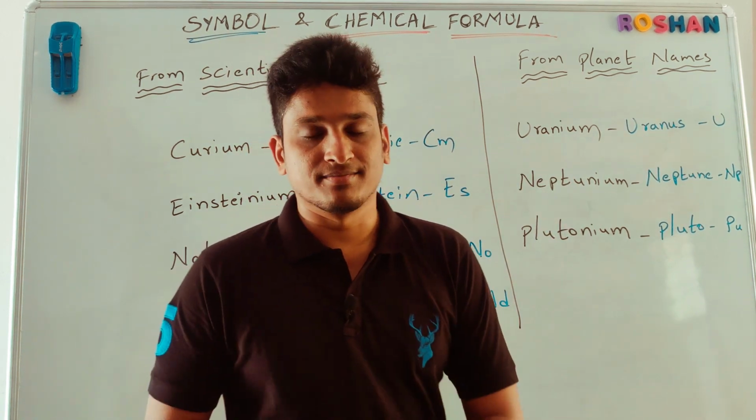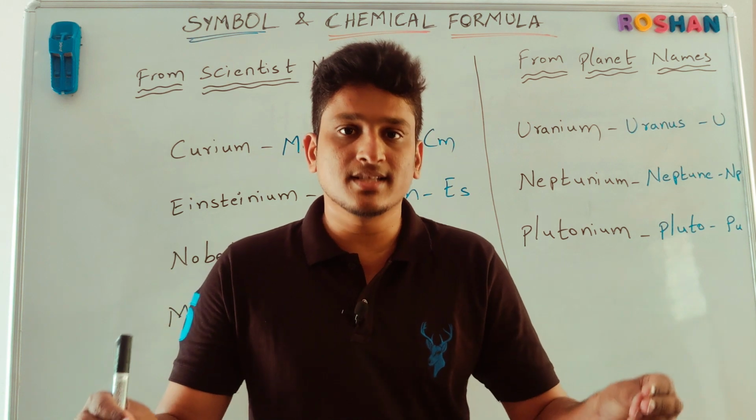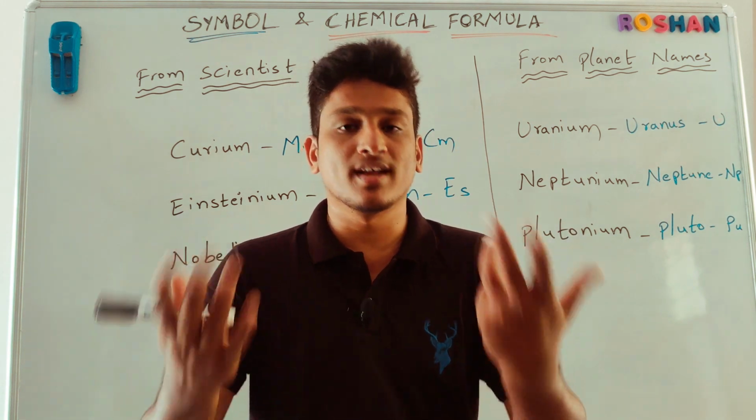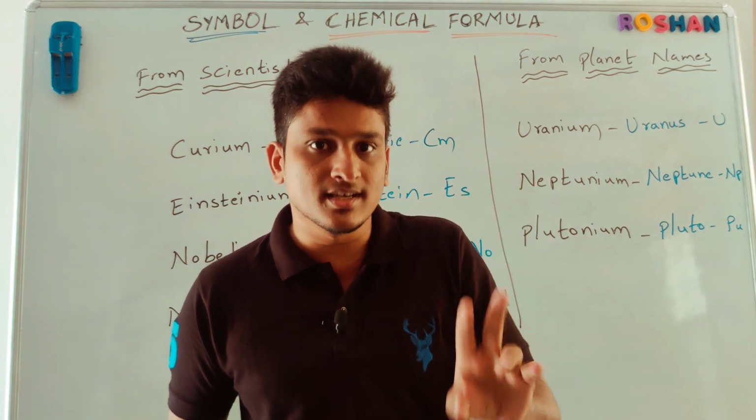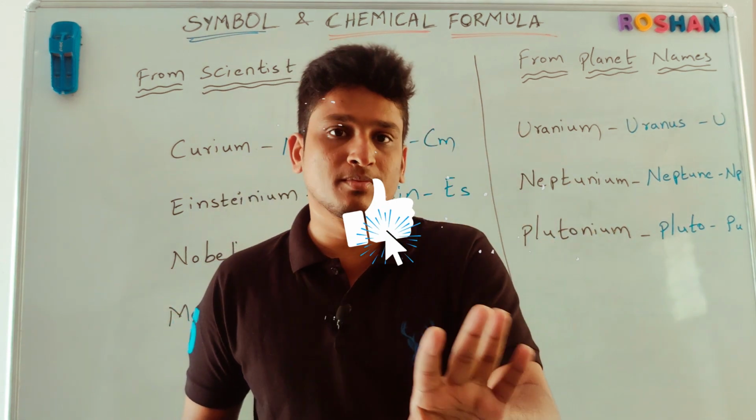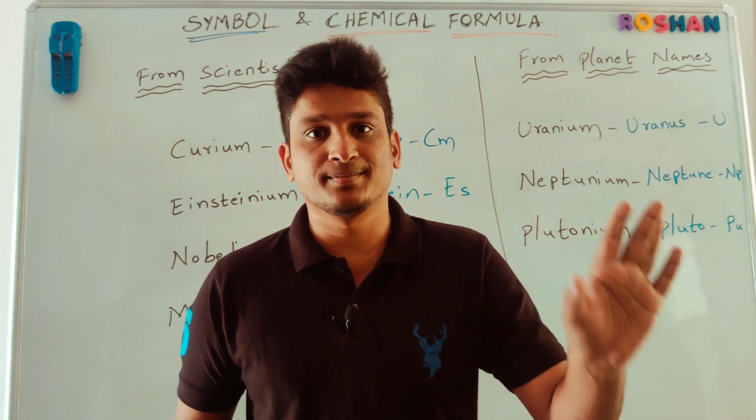So, students, that's all about the origins of the symbols, how we assign them and what the rules are. The first letter is always uppercase, a capital letter. The second letter is always lowercase, a small letter. These are the only two things you have to remember. So we'll start chemical formulas.